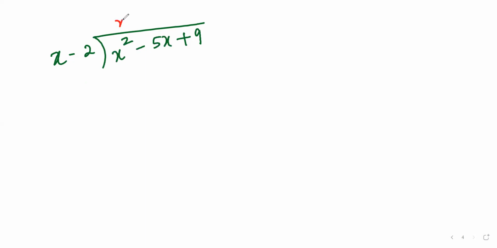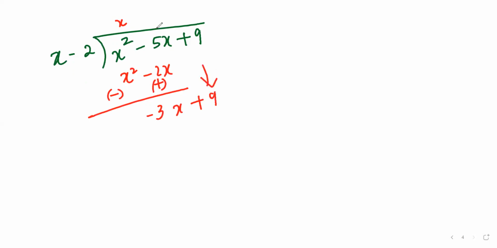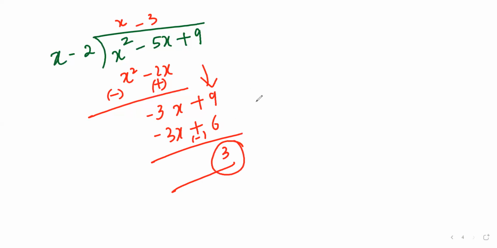Okay, x into x is x squared, minus 2x. Change the signs and you get minus 5 plus 2, which is minus 3x, plus 9, bring it down. x into minus 3 is minus 3x. This is just long division, which all of you are familiar with. You subtract, you're going to get 3. So now I'm interested in this remainder 3. It's a constant, and the divisor is x minus 2, a linear polynomial. For a constant polynomial the degree is 0. So we stop at this process.